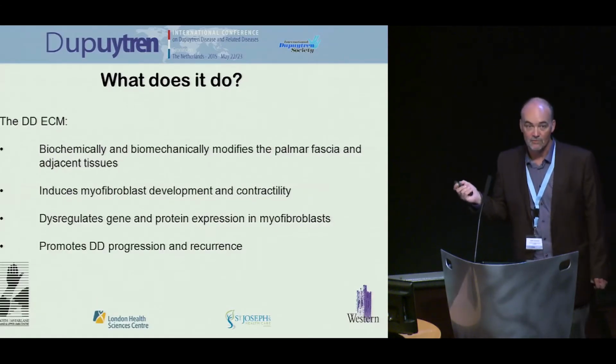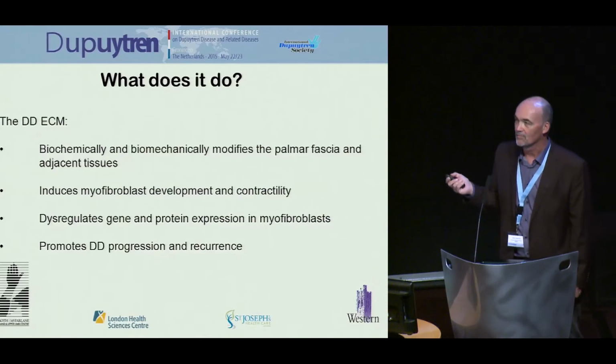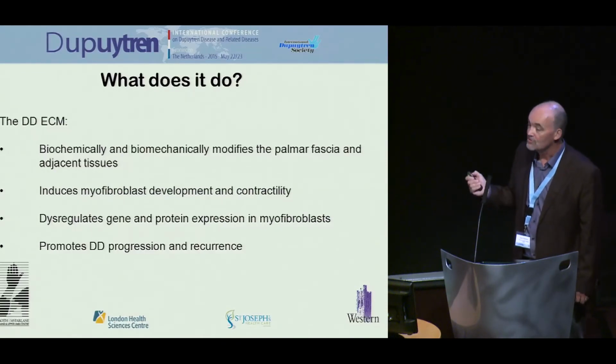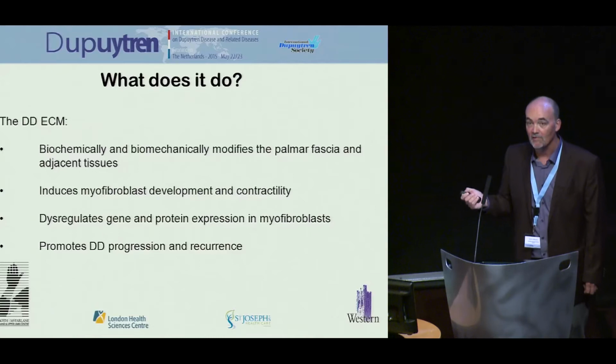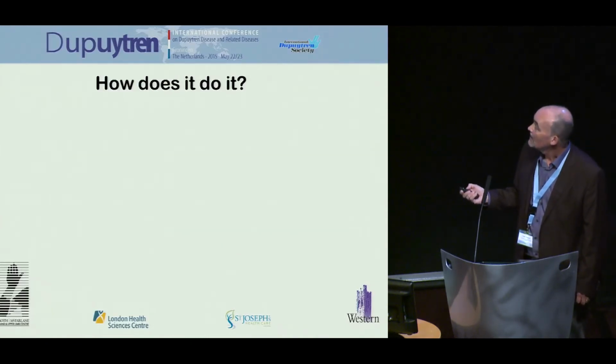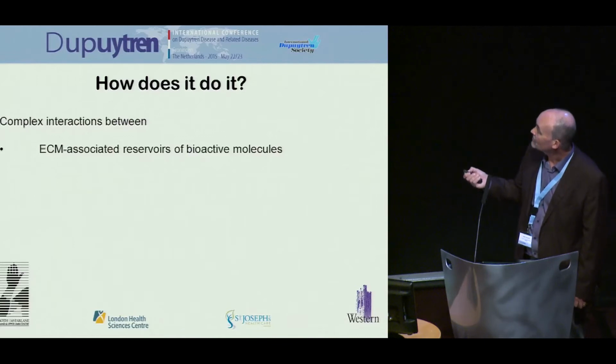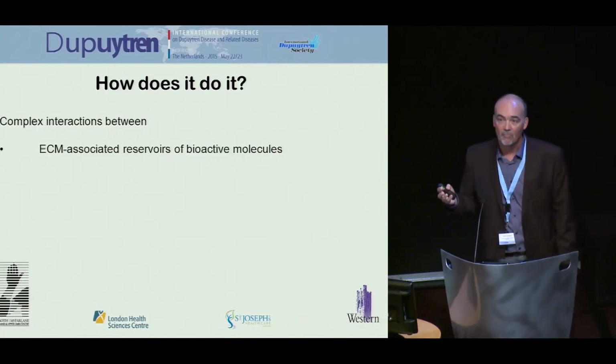And I am going to state, even though this is somewhat difficult to prove conclusively, that it promotes Dupuytren disease progression and recurrence and is a major player in both of those processes. So how does it do that? Well, it's complex, and there are complex interactions between extracellular matrix-associated reservoirs of bioactive molecules.